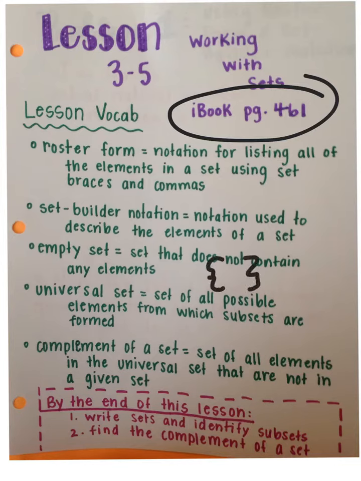And a universal set is a set of all possible elements from which subsets are formed. So if you have different subsets with different elements in it, the universal set would contain all of those elements throughout different subsets. And last but not least, we have the complement of a set, which is the set of all elements in the universal set that are not in a given set. Again, these will make more sense once we get deeper into the lesson and are using them. But for now, it's just good to be aware of the different vocab terms.